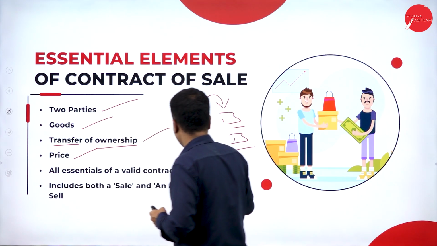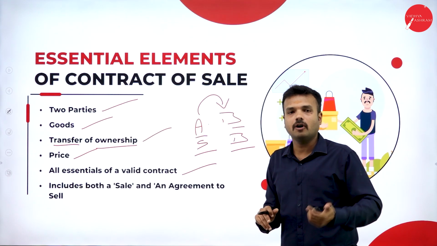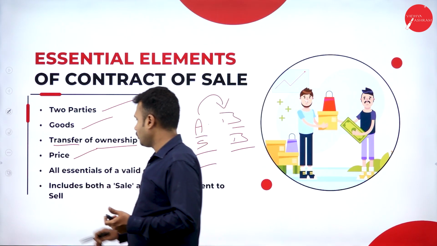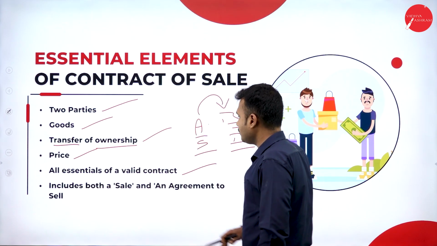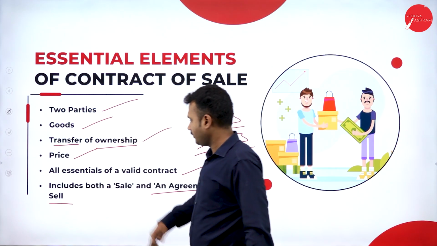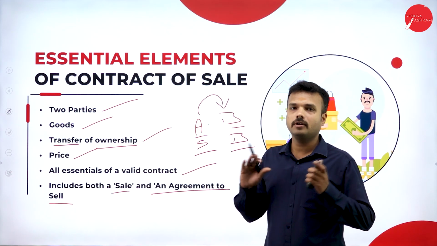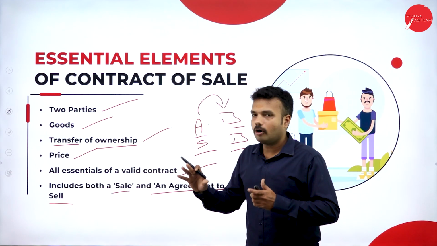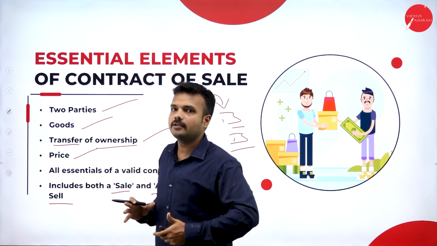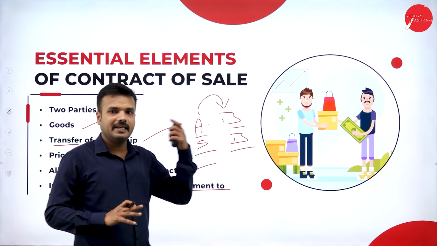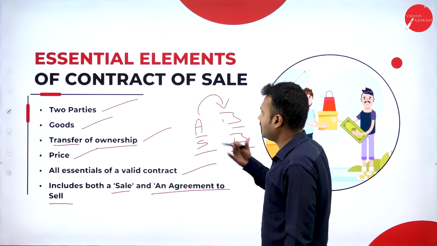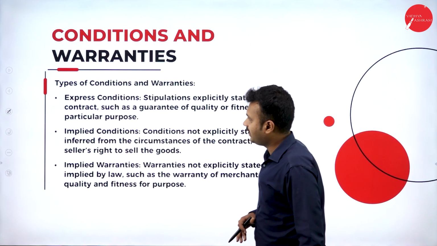All the essential elements of a valid contract that we studied in the previous sessions must be present according to the Sale of Goods Act 1930. It includes both sale and an agreement to sell. So the Sale of Goods Act governs the contract of sale and also the agreement to sell. That means today itself they are supposed to sell the product, or else they can make an agreement to sell the product in future. Both will be accepted according to the Sale of Goods Act 1930.